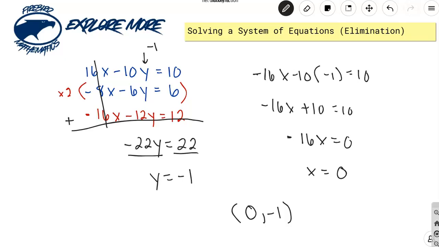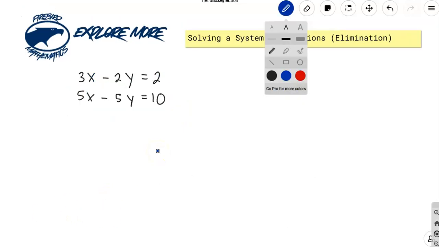Okay, so that one, just one extra step here. We had to find a way for these values to line up, and then we could subtract them or add them in this case and use our elimination. All right, so this will be the last example we look at here.